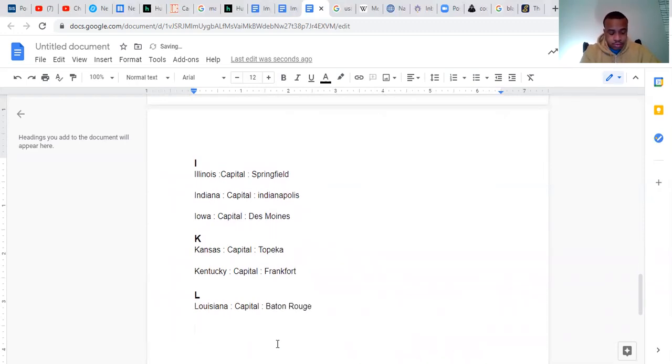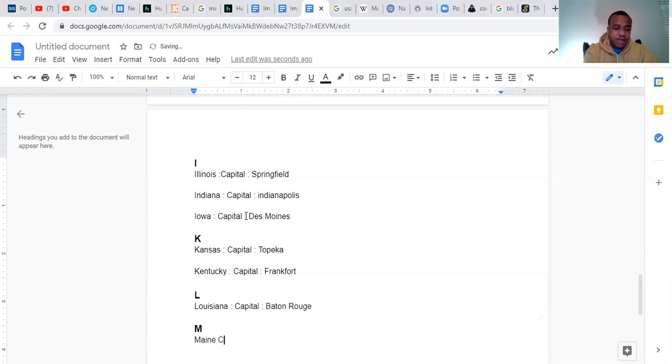All right. Let's go to the M's. I believe M has the most amount of states by letter in this country. Now, the first state that starts with the letter M, Maine.